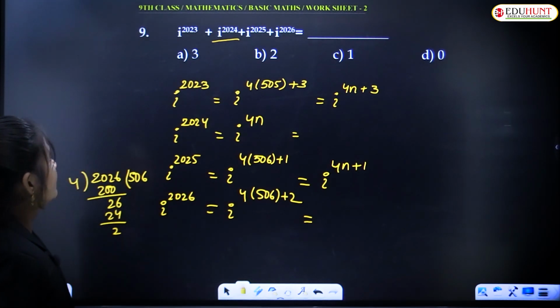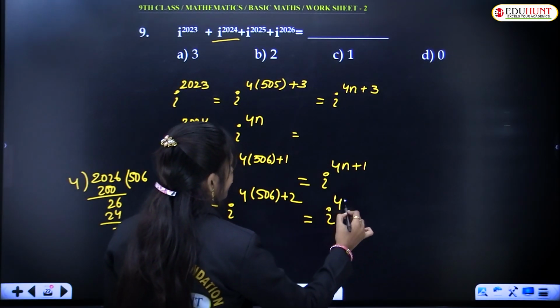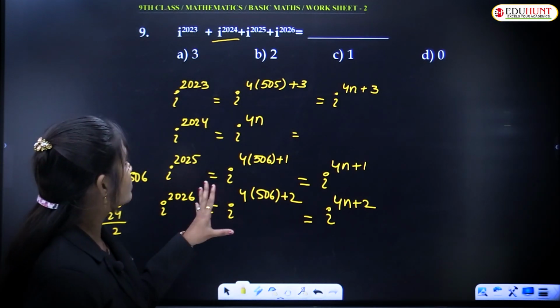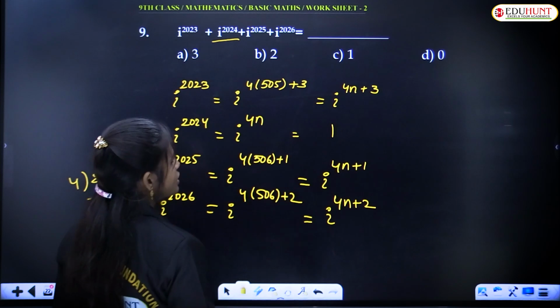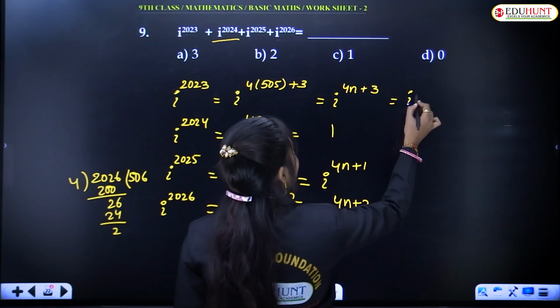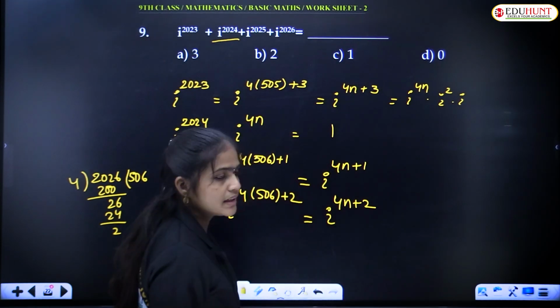Okay. Yes. So here this is in the form of i power 4n plus 2. Okay children, now already we know some values. i power 4n is equal to 1. So this one we can write as i power 4n into i square into i. Shall we write like that?